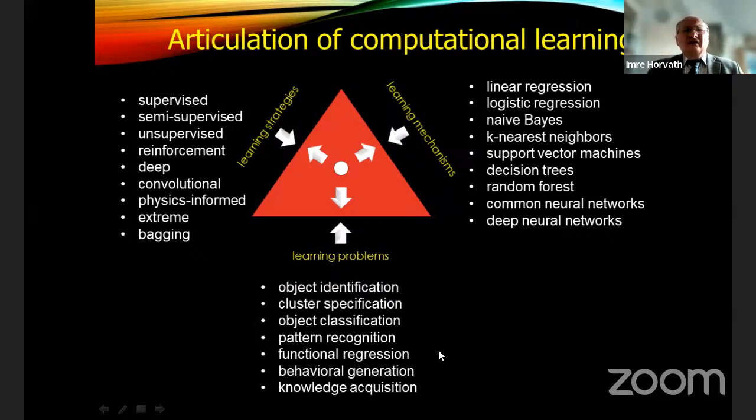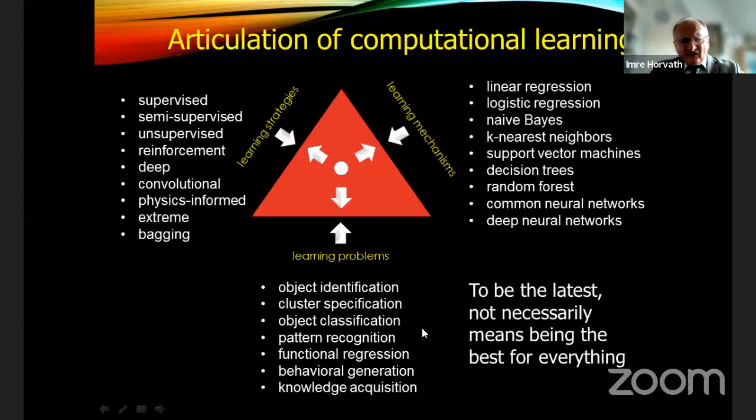And then the third aspect, the learning problems: for instance, object identification, cluster specification, object classification, pattern recognition, functional regression, behavioral generation, and knowledge acquisition can be mentioned. There are many more, but I believe that these are those which can be called canonical problems of machine learning and will be interpreted that way. So what I would like you to see is that there is a wide repertoire of the strategies, of the mechanisms, and also of the application problems. And it is not true, what the literature suggests, that the latest is the best and forget about everything else. I am objecting to it. It is simply not true.